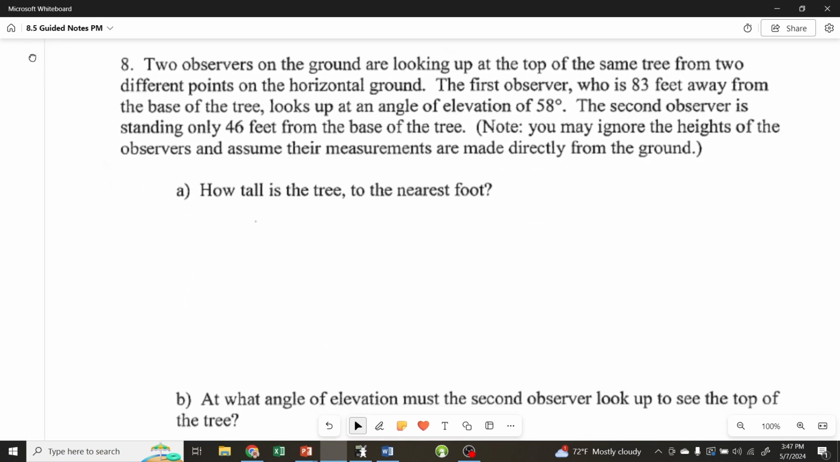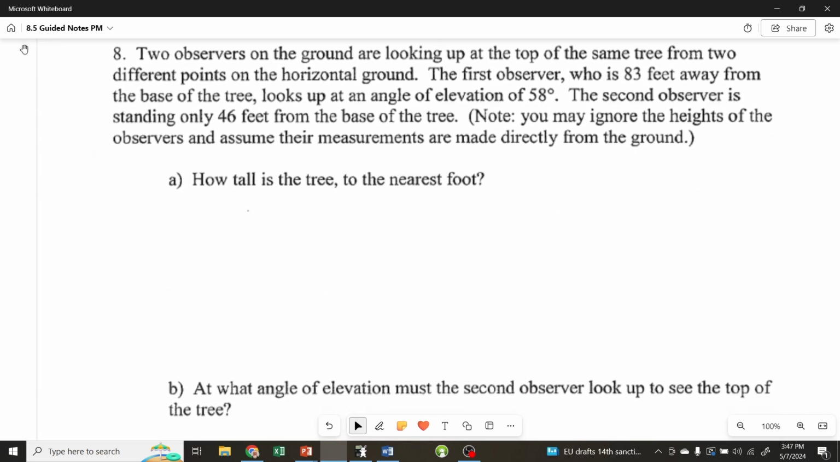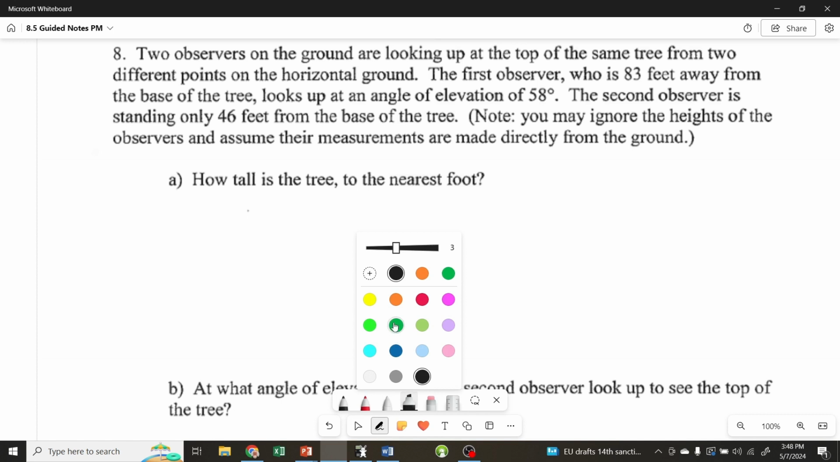Two observers on the ground are looking up at the top of the same tree from two different points on the horizontal ground. First observer, who's 83 feet away from the base of the tree, looks up at an angle of elevation of 58. Second observer is standing only 46 feet away from the base of the tree. So how tall is the tree to the nearest foot? Well, here we go. We got to do another drawing.